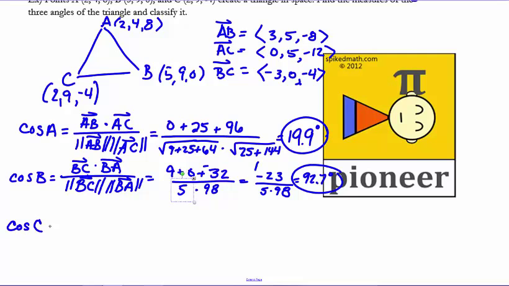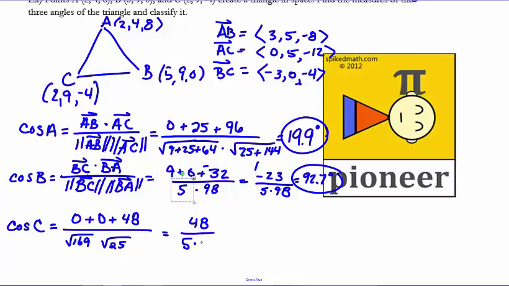So really quick, cos C is going to be CA dot CB, which is really the same as AC dot BC, because the C's are both at the end, and you negate the negative, and you end up back where you started. So for cosine C, I'm really just dotting these two things right here, which is going to be 0, 0, and 48. And then on the bottom, I have the magnitude of AC, which is the square root of 169, and the magnitude of that, which is the square root of 25. So I really have 48 over 5 times 13.